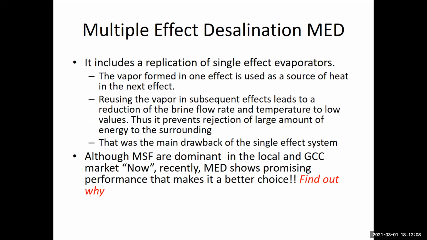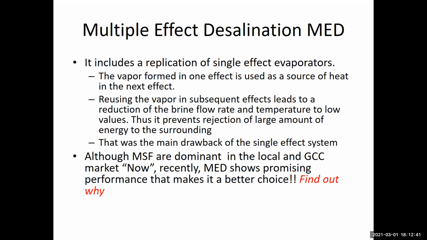And here comes the issue of having units with high performance ratio. The MED systems, as you see, theoretically speaking, if you increase the effects by 1, you increase the PR by 1. Theoretically speaking, it's a little bit less than 1, but anyway, approximately this is what we're saying. So if you have a system of 20 effects, the PR will be 20 or so. But we cannot have 20.